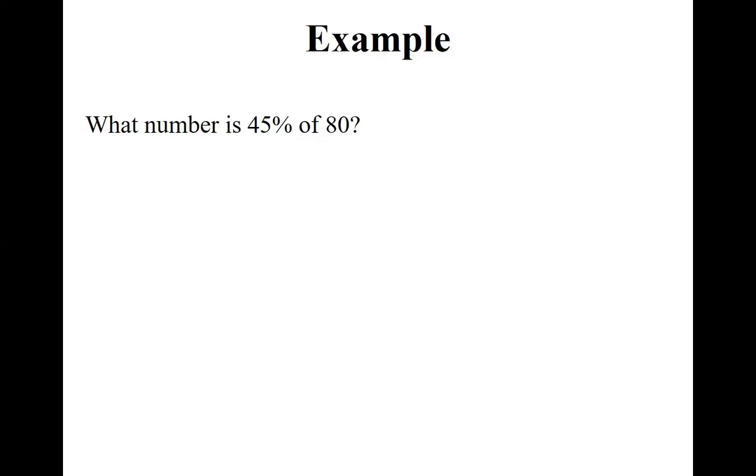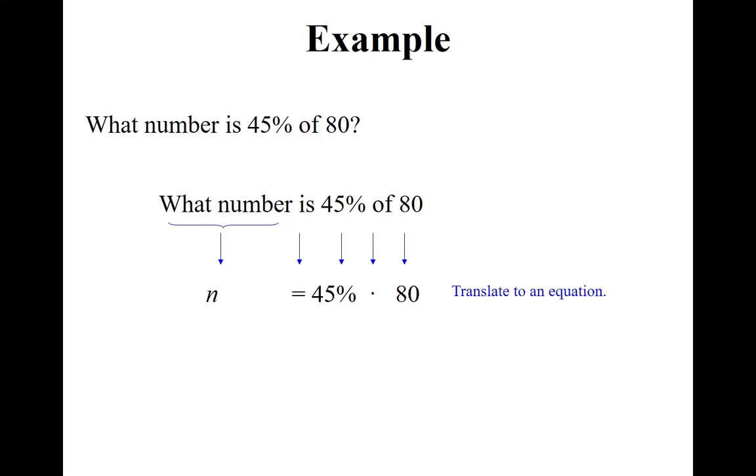So what number is 45% of 80? We translate. N equals 45% times 80. In order to solve that, we need the decimal equivalent of 45%. That's 0.45. Then we multiply 0.45 times 80 and get 36. So n equals 36.